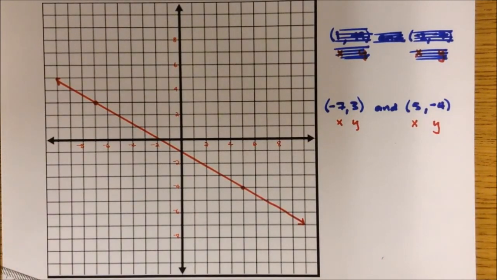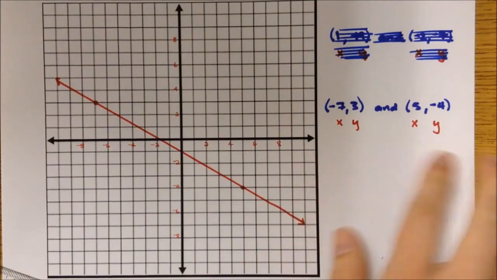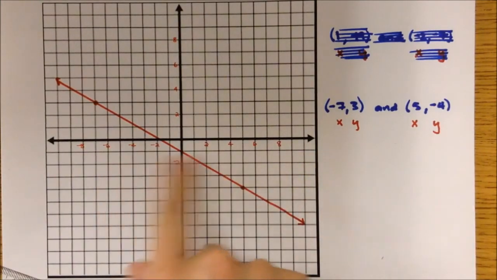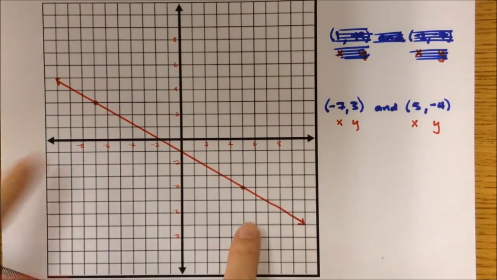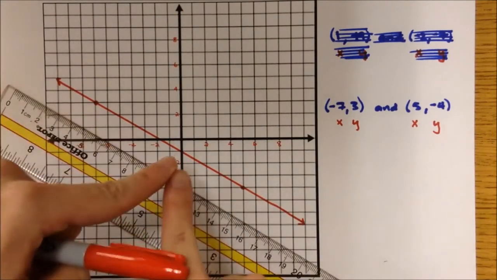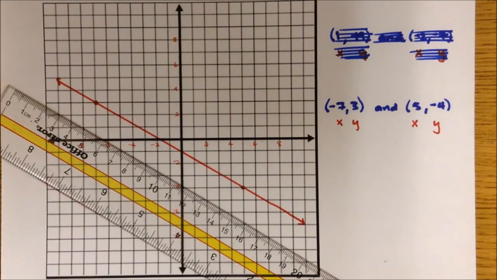So when given 2 points, label your x and y's on both of them, label your x values, your y values, plot these 2 points, use a straight edge, a ruler, connect them, and then that's how we're going to graph our line.